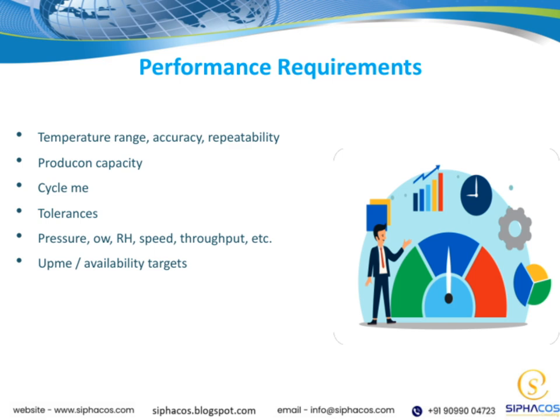Uptime and availability targets are about maximizing operational time and minimizing downtime. The more reliable our equipment, the better we can meet demand without interruptions. Finally, all these factors tie into our overall performance requirements. They set the standards we need to meet to ensure efficiency, quality, and reliability throughout the production process. Keeping these key points in mind helps us align our equipment and processes with our broader operational goals.